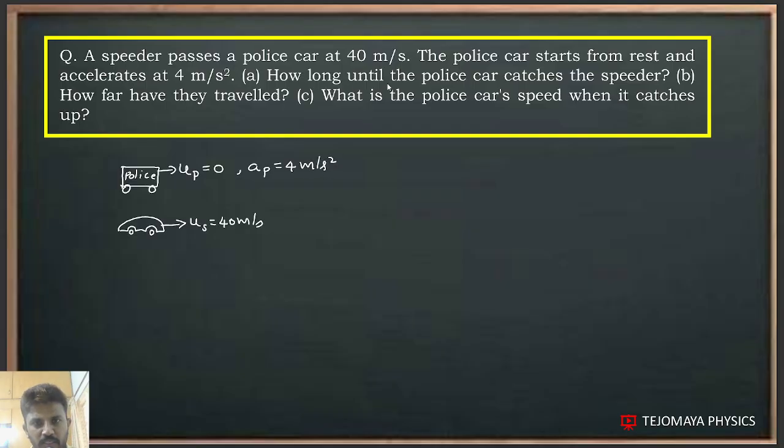How long until the police car catches the speeder? So we need to find out time. Let's consider at this point both of them meet. So distance traveled by speeder will be equal to distance traveled by police car, right? Speeder also comes here, police car also comes here and meet up. Then the second question: how far have they traveled? What is the distance traveled? That we need to find out. That is question B. What is the police car speed when it catches up? We'll discuss one by one.